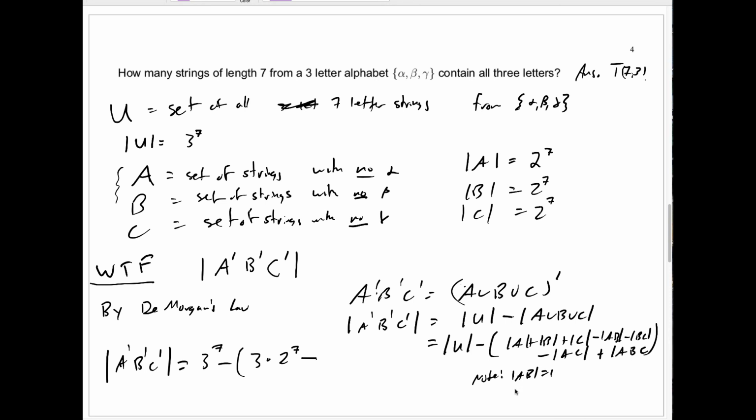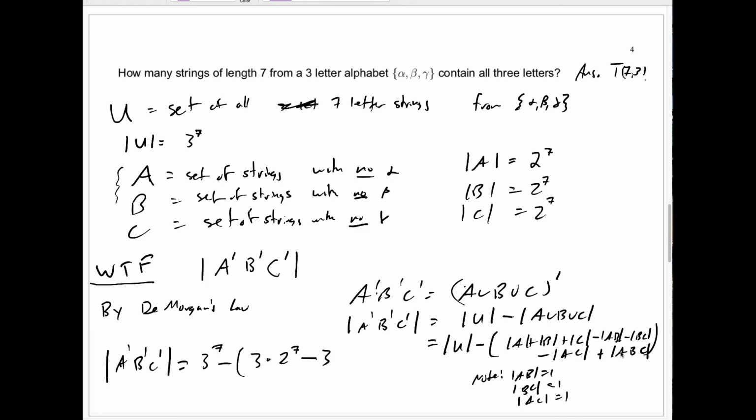So the size of AB has to be 1. And the same is true for the size of BC, because a string is in B intersect C. If there's no beta and no gamma, it can only be all alphas. And the size of AC, similarly, is 1. So I'm going to have -1, -1, and -1. That gives me -3 total.